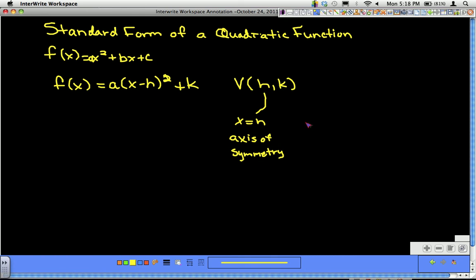The other part that we can pull off of this right away is our k value. And that k value is either going to be the maximum or the minimum, depending on if our parabola opens down, it's going to have a definite maximum. If our parabola opens up, it has a definite minimum. So the vertex tells us quite a bit right there as well.